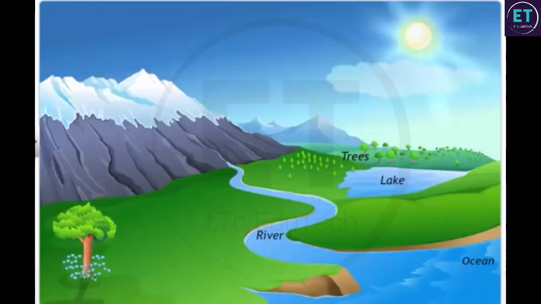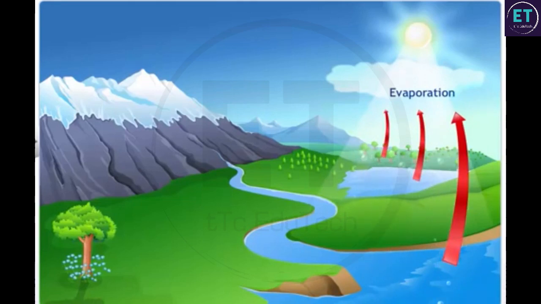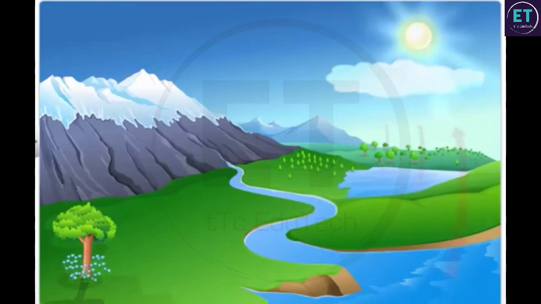Apart from causing land and sea breezes, air also helps to form rain. Let's see how. Water bodies get heated during the day and water evaporates into the air. Hot air rises and carries the water vapor with it. As the air rises, it cools. This causes the vapor to condense into tiny water droplets.